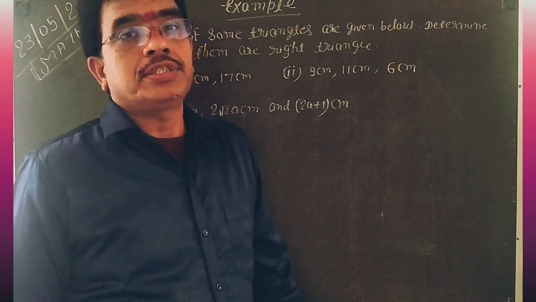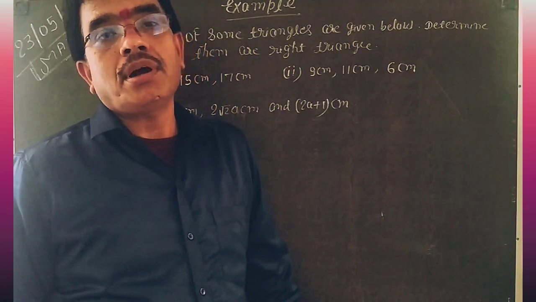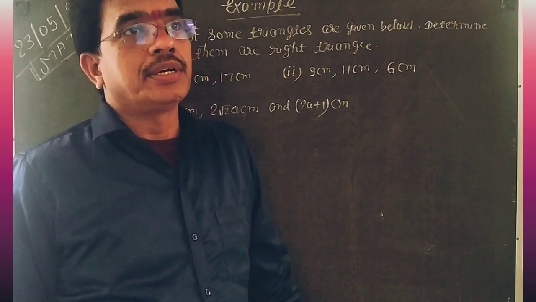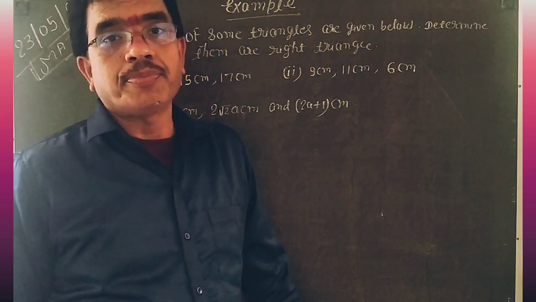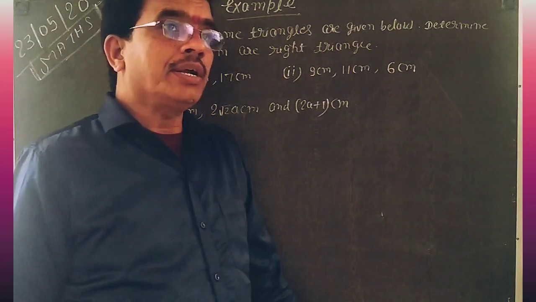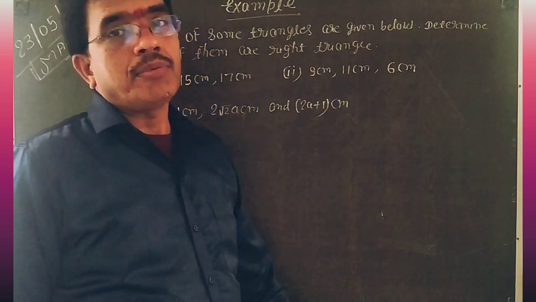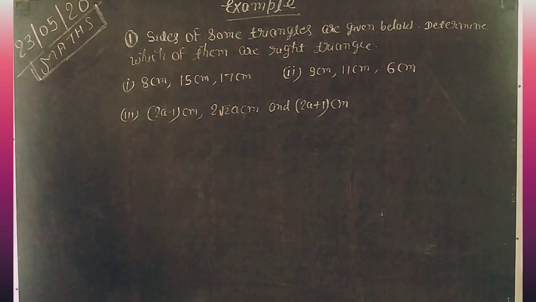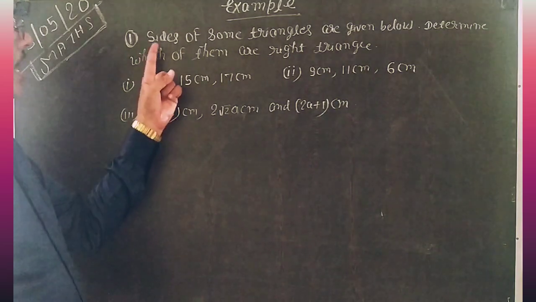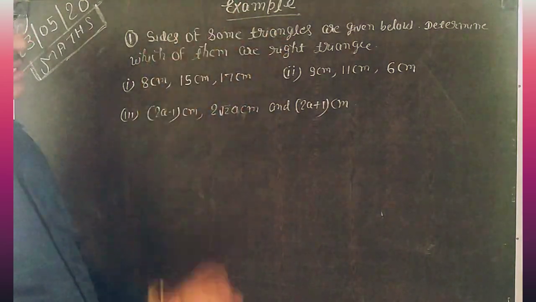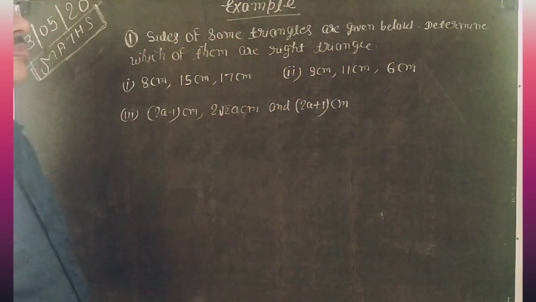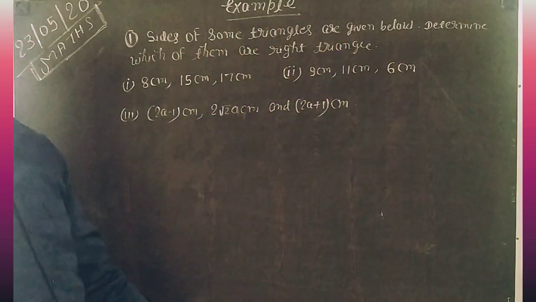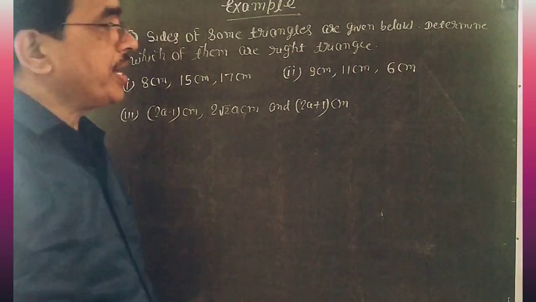Here I discuss the examples of Pythagoras theorem of exercise 7D, all the examples related to Pythagoras theorem. So see here how we can solve the examples of this part. Here I write example first. Here the sides of some triangles are given below. Determine which of them are right angle triangles.